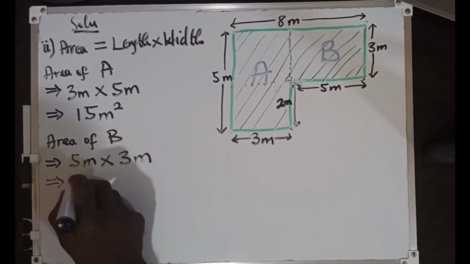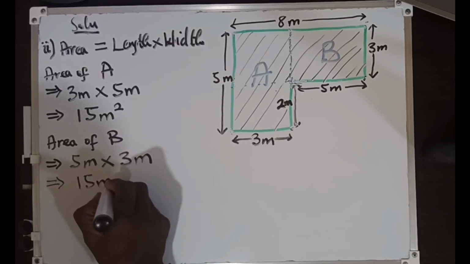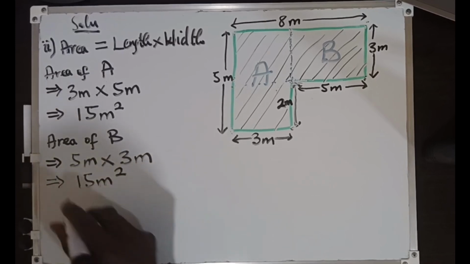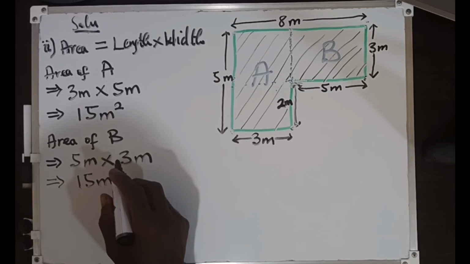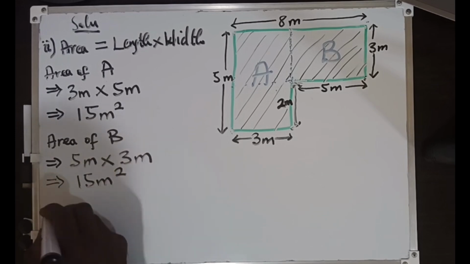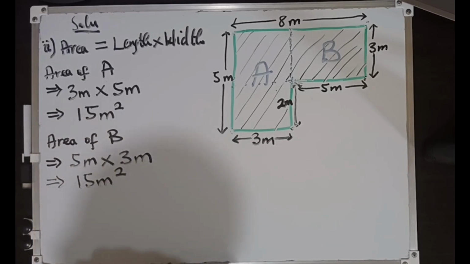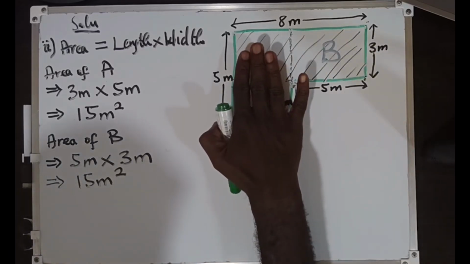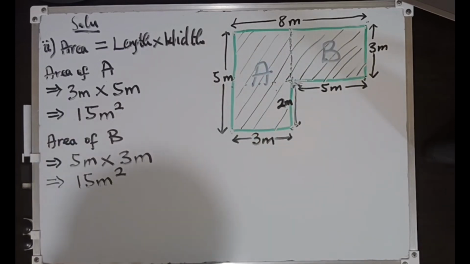That is also going to give us what? 15 meters squared, because 5 times 3 is what? 15. Okay, so then when you are done, we have to calculate the total area. So it means we have to add the area of region A to the area of region B.